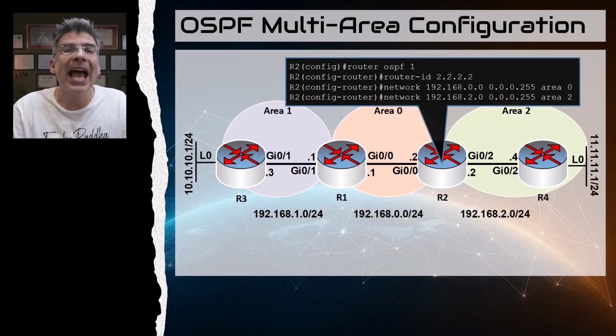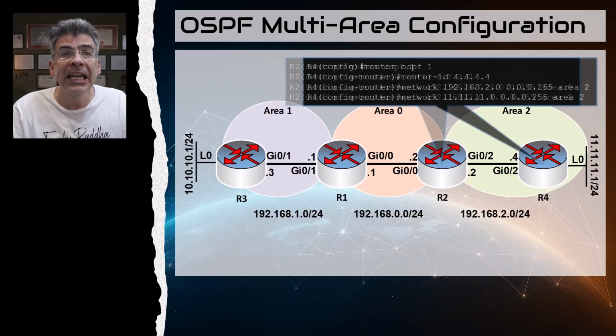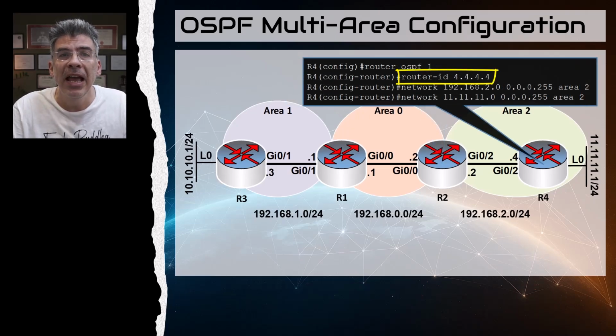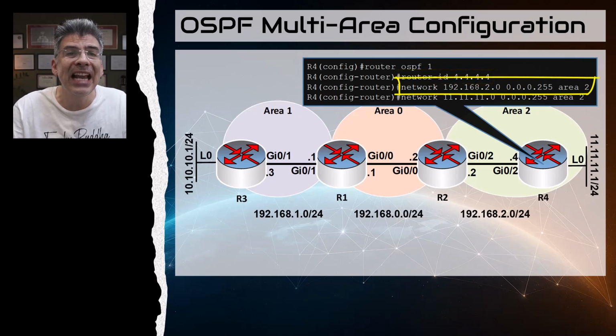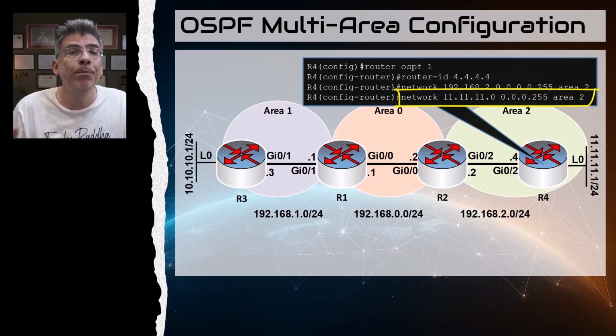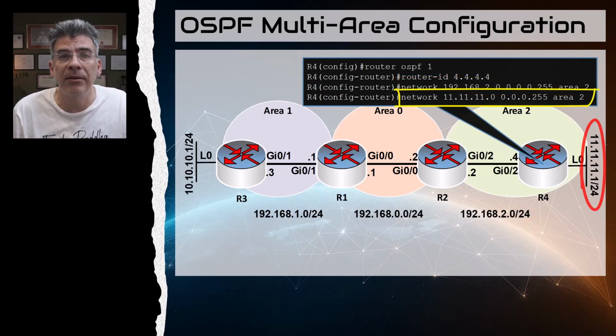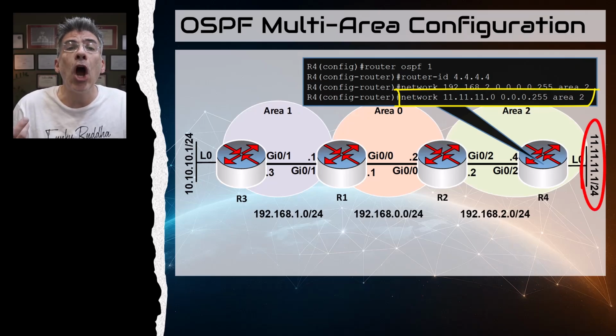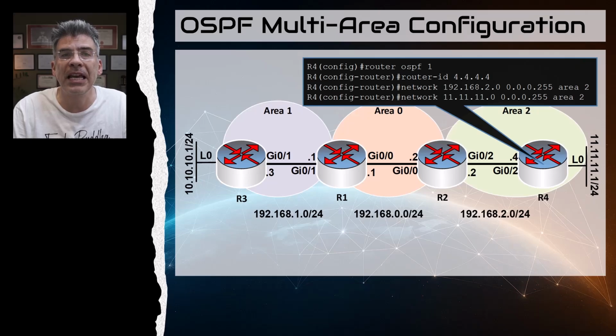Now let's take a look at R4. Here we have the router ID once again, and then you can see that we are using the network command for this subnet here as expected. We are also choosing to advertise the network on loopback 0 using OSPF as well. So this here becomes an OSPF learned route and is advertised in OSPF.